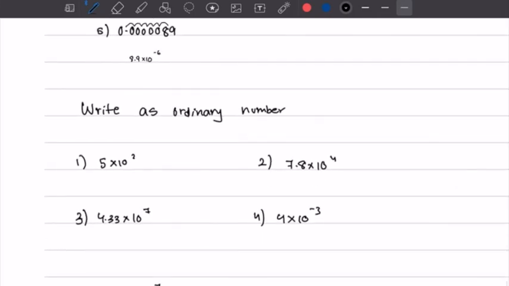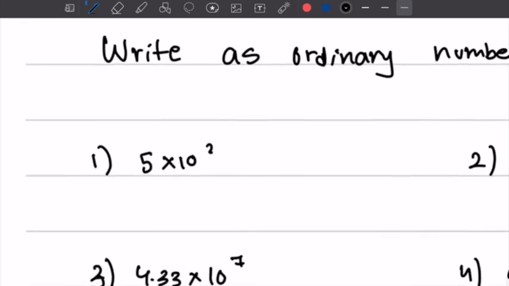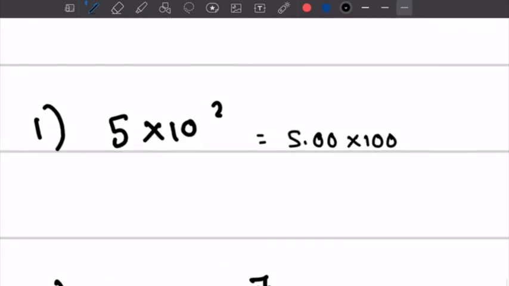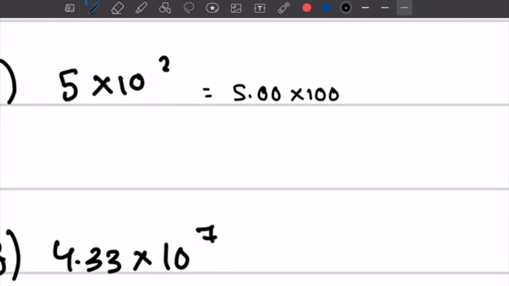Now it asks us to write as an ordinary number. So you have 5 times 10 to the 2. So what does that mean? You basically have 5 times 100 because it's to the power of 2. 10 to the power of 2 is 100. So all you're doing is moving decimal points. You're doing the opposite. So you move the decimal place 1, 2. So you have 500 as your answer.